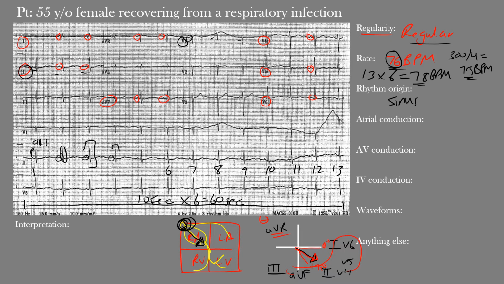And what we're looking for here is that the P wave duration should be within normal limits, okay? The duration should be less than 120 milliseconds, or less than 3 of those small boxes, okay? And we do see that here, all right? So we have normal atrial conduction.